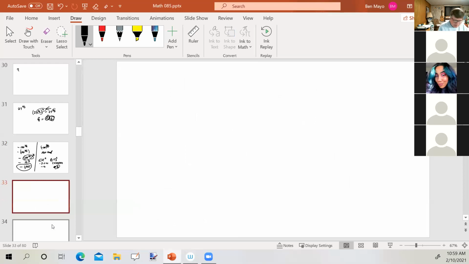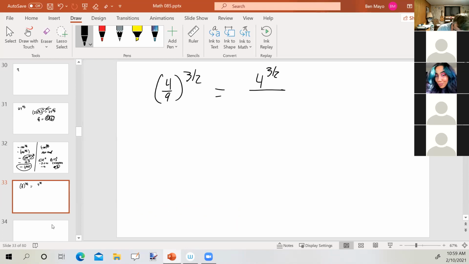Okay, how about, let's see here, 4/9 to the 3/2 power. So we've got a quotient raised to a power. So we're going to attach the exponent outside to both the numerator and the denominator. But now I could do the root and then the exponent, and on the bottom I could do the root and then the exponent, or the power, I should say.